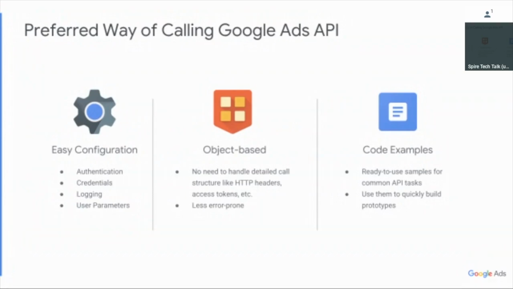The second thing is that the client libraries provide an object-based API. So you don't have to build the requests by hand. You don't have to worry about HTTP headers and things like that. You can just use objects and services and then make the API calls. The third thing is code examples. We provide ready-to-use code examples in 5 different programming languages, so you can use those as reference points to start writing your application.